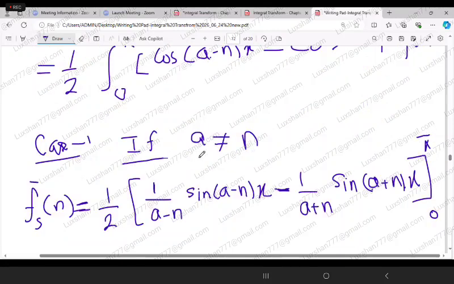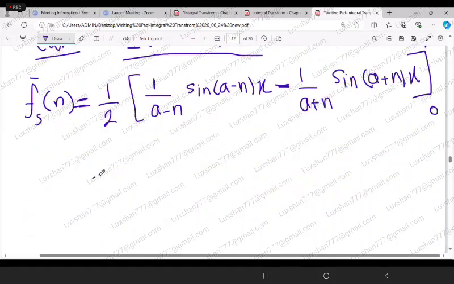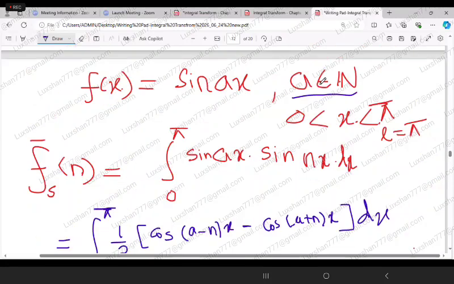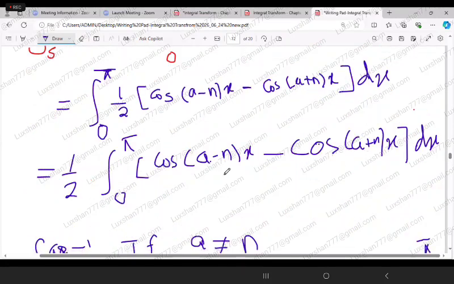So look at here carefully. If a is not equal to n, otherwise this will become infinity. That is why I am doing case by case. So then this becomes what? If you substitute pi, a minus n is also a natural number, and a plus n is also a natural number because a is a natural number. n is already a natural number because we are working on finite Fourier. Therefore, a is also a natural number.